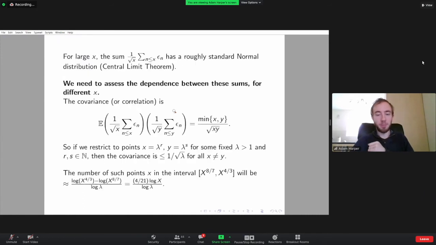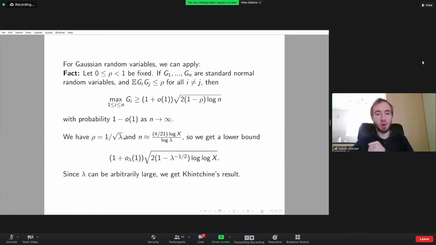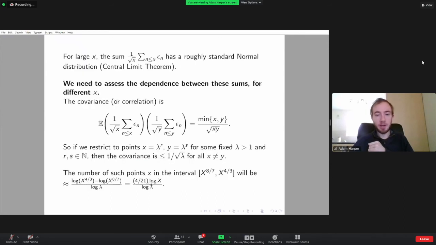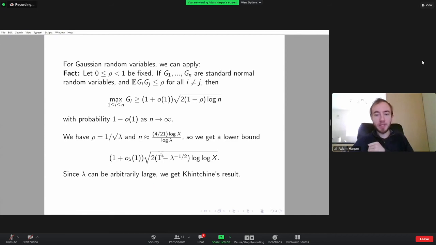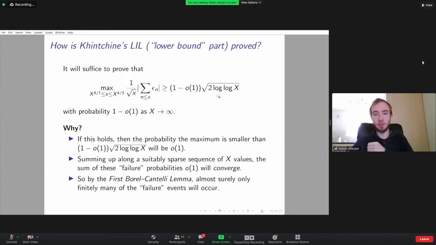So if we look back at the setup here, the upper bound we had for the covariances was 1 over root lambda. So we could take rho to be 1 over root lambda. And the number of Gaussians was this thing here. If you plug all that in, you get square root of 2, then 1 minus rho is 1 minus 1 over root lambda. And log of this is basically log x. There's a small amount of dependence on lambda from the denominator here, but I've just put that in the below 1 here. And lambda here could be anything. So if we take lambda arbitrarily large, we can make this as close as we want to square root of 2 log x, which is what we're trying to prove.